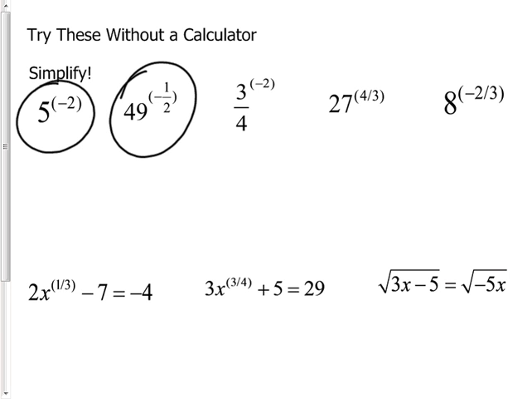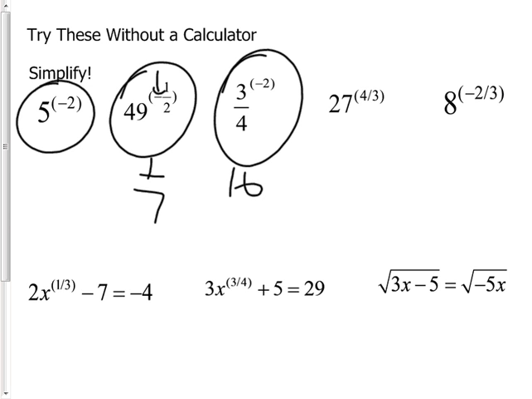This one you square root it, and then you flip it. 1/7. Square root would be 7, and then the flip part is 1/7. How about that one? You square it, and then you flip it. So 16/9. 16/9 is the answer because you got to square it and then you flip it.